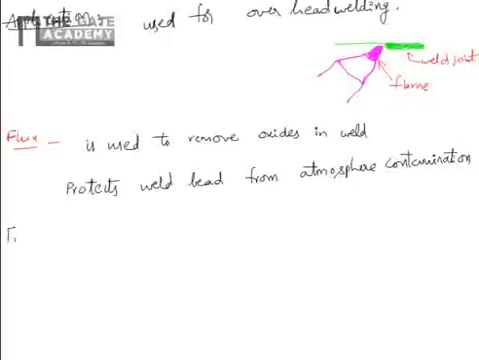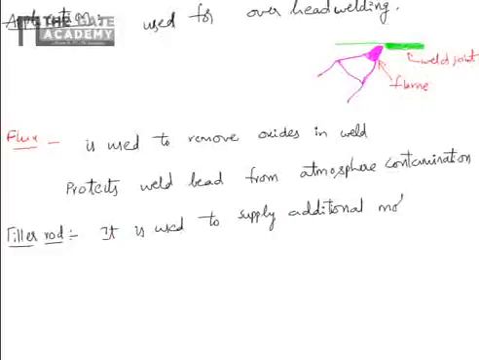Next, the filler rod. It is used to supply additional molten metal to the weld bead. So that is the purpose of the filler rod in gas welding.